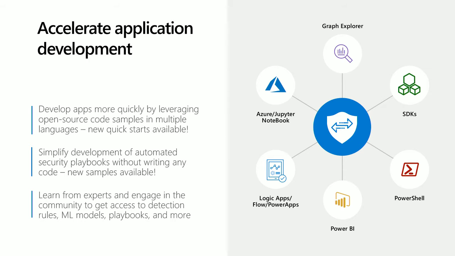Power BI. So we have a Power BI connector for Microsoft Graph Security API that enables you to get the security data in your Power BI dashboards, and you can quickly drag and drop these properties that are available in the schema to build your reports.